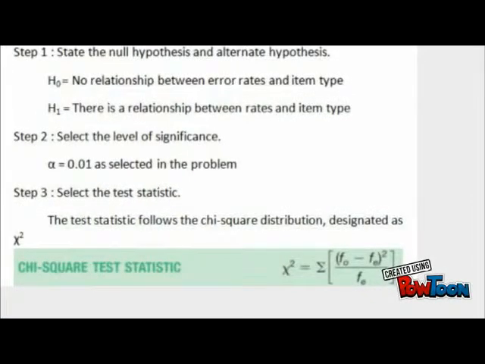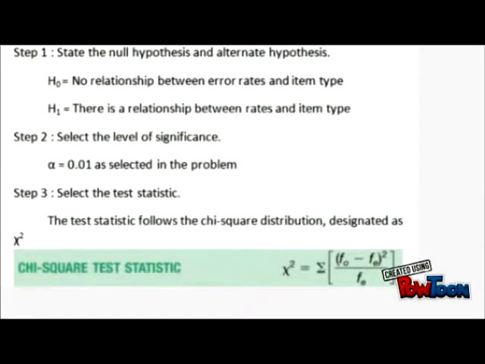Step 1. State the null hypothesis and alternate hypothesis. H0: there is no relationship between error rate and item type. H1: there is a relationship between error rate and item type. Step 2. Select the level of significance. 0.01, as selected in this problem. Step 3. Select the test statistic. The test statistic follows the chi-square distribution, denoted as chi-square. Following is the formula of the chi-square test statistic.